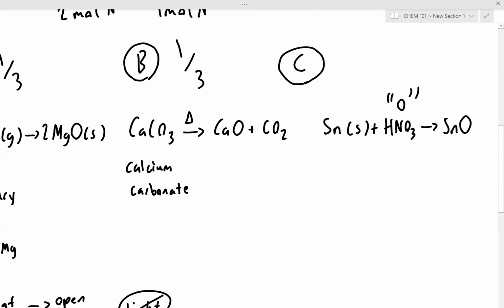Okay? So just like before, you're going to have your empty crucible with the cap on. So you're going to measure the mass of the crucible. Okay? We can do that, right? Make sure the crucible is clean and dry.